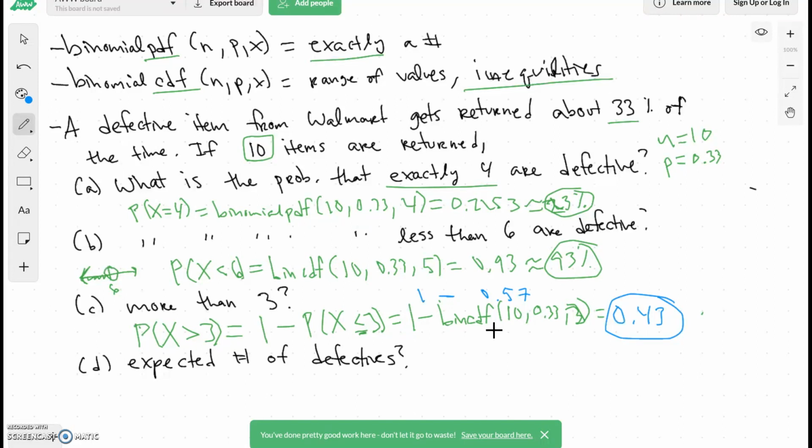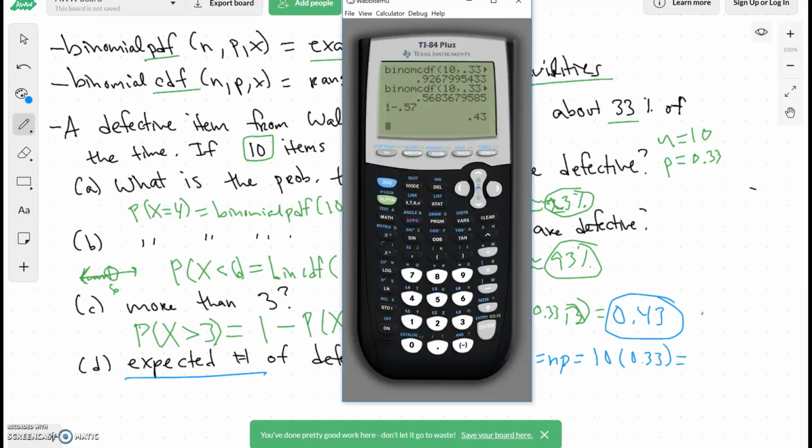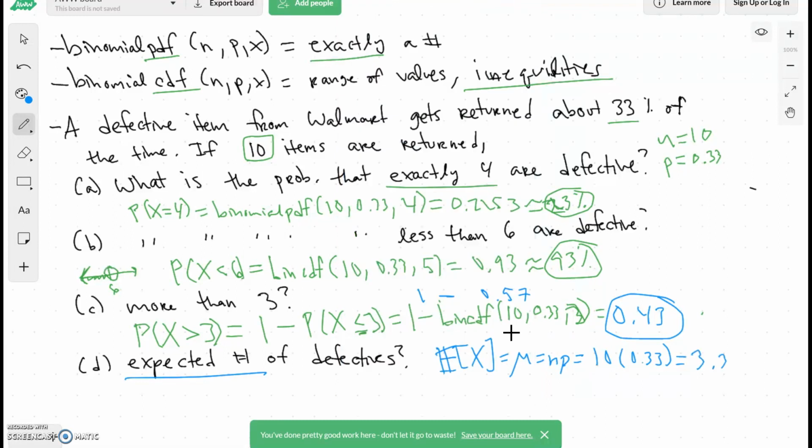Okay, and now the last one, expected number of defectives, right? Whenever we want the expected value of a binomial distribution, remember that the expected value of x, which is also equal to the mean, is equal to n times p, right? So n in this case is still equal to 10. The probability of success is 0.33. So we take 10 multiplied by 0.33, and what I'm going to get is approximately 3.3. So we are expected to have approximately 3.3 defective items from the 10.